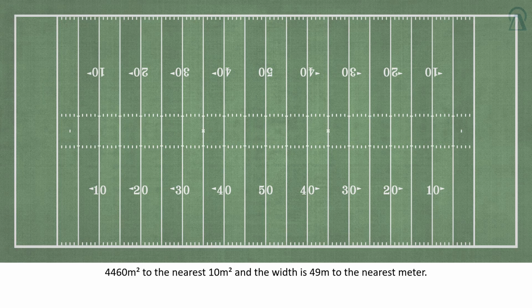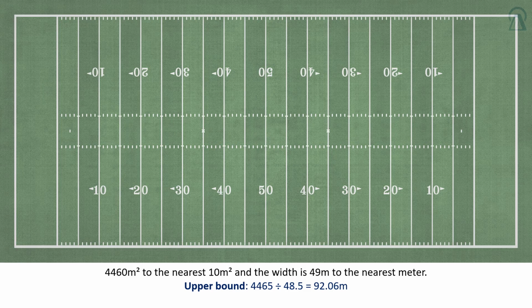The longest possible length would be found by dividing the greatest possible area by the smallest possible width. So, we would use 4,465 meters squared divided by 48.5 meters, which is 92.06 meters.